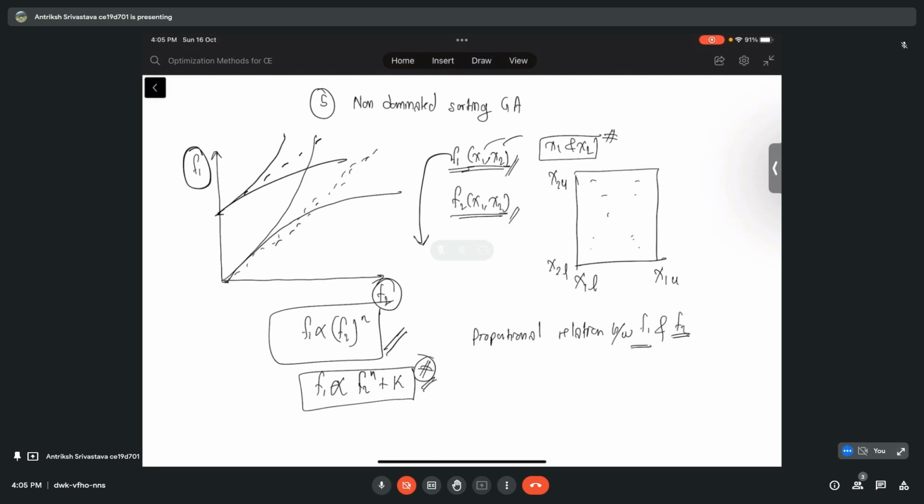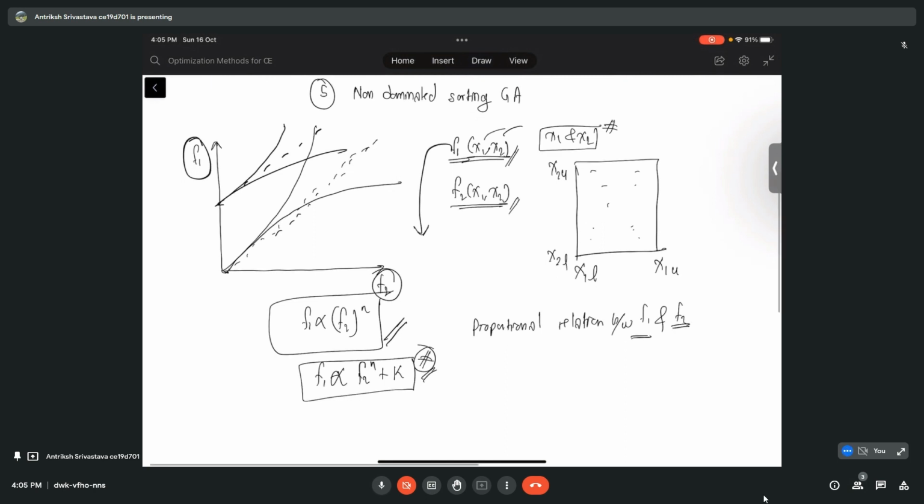Okay, so we have a directly proportional relation between f1 and f2. Then we cannot, or should not, use multi-objective. We can do the same thing with single objective also.